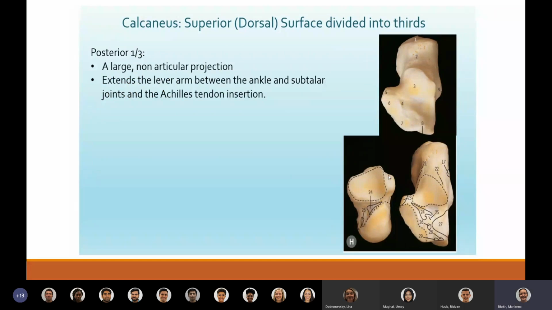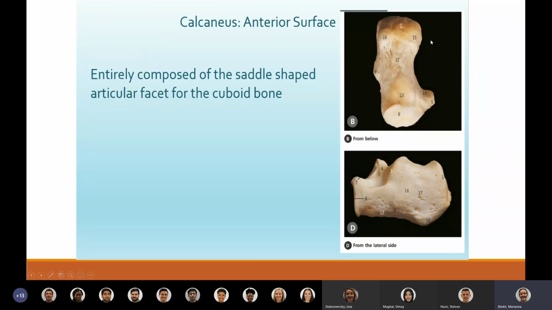Posterior third. The posterior third is this guy right here, basically this long process. It extends the lever arm between the ankle and the subtalar joint, and that's where the Achilles tendon inserts. So pretty much that's that.